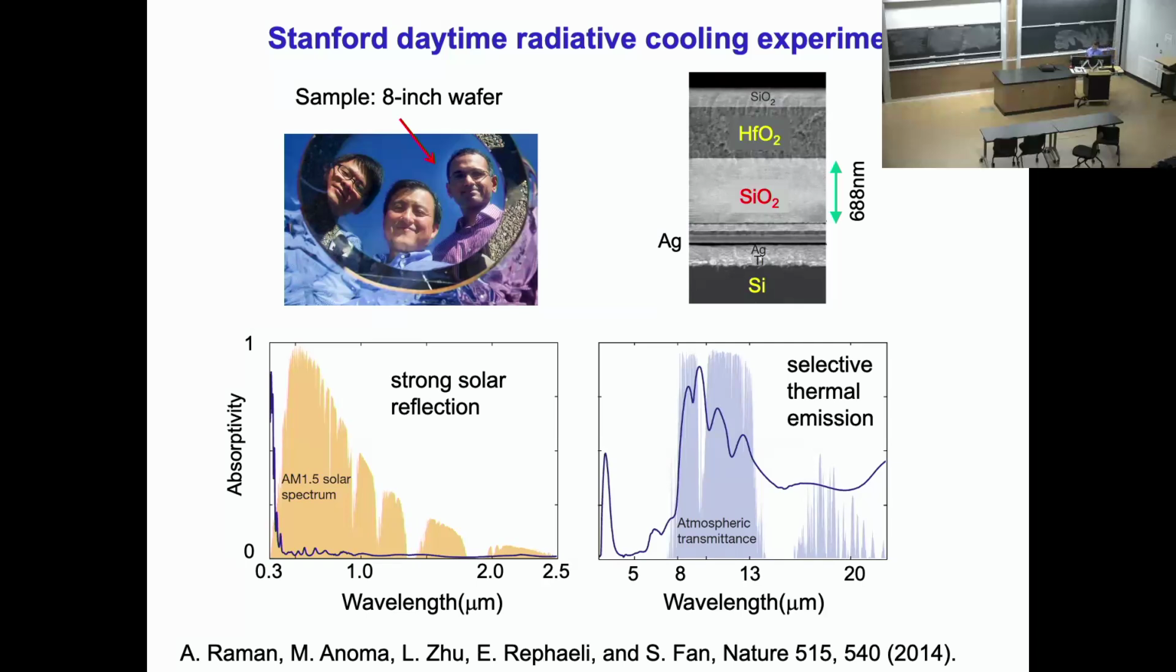This structure is designed to be a very strong solar reflector. As you can see from this mirror, this, by the way, is Aaswath Raman, who is now a professor at UCLA, and this is Linxiao Zhu, now a professor at Penn State. You can see that this is a very good mirror, and the average solar reflectivity is about 96%. On the other hand, it has a very strong emissivity peak in the wavelength range of 8 to 13 micron.